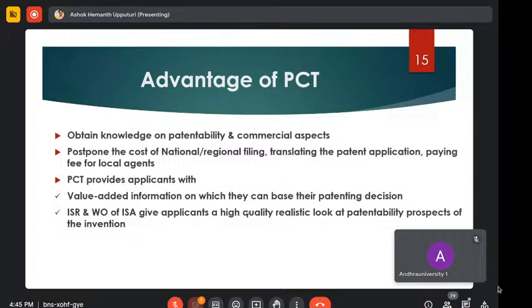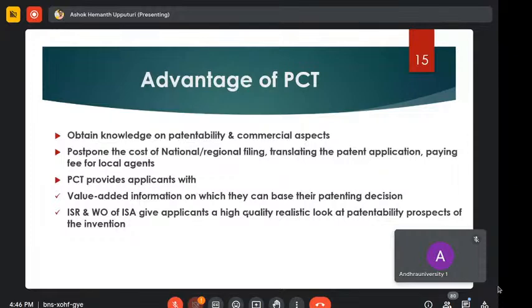you have enough time to assess the patentability: whether I really want to launch in this country, what the patentability criteria are, whether my product or process will be commercialized, and any commercial aspects if I launch in this specific country. Everything, you will have enough time.